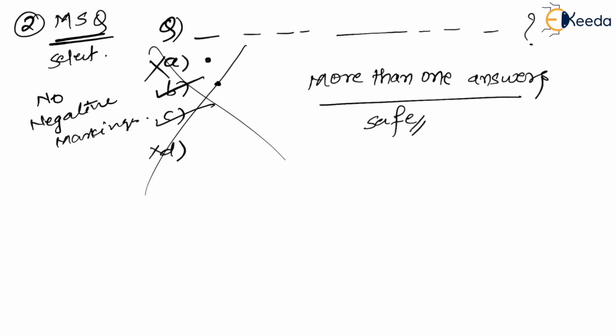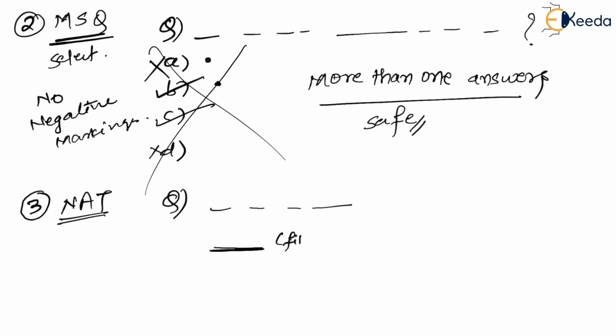Anyways, now let us try to understand the third one. Third is NAT, numerical type. In NAT questions, they will ask some question, and there they will give a fill in the blank like this. This is going to be the fill in the blank.